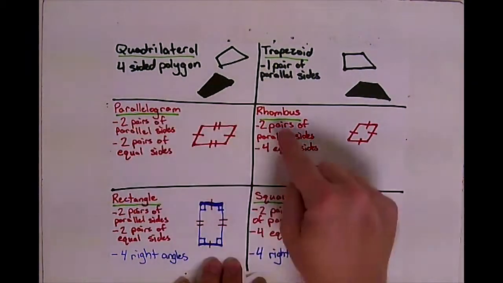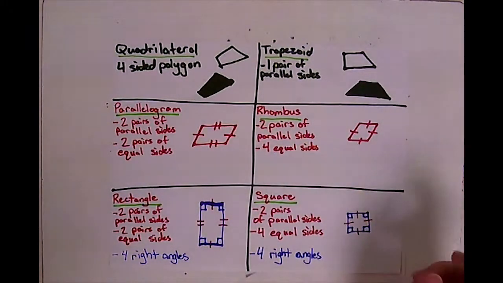So make sure that you know all these rules so that when you're looking at a figure, you're able to go down the list and figure out how many parallel sides they have, how many pairs of equal sides they have, and how many right angles they have. And that's how you determine what type of quadrilateral it is.